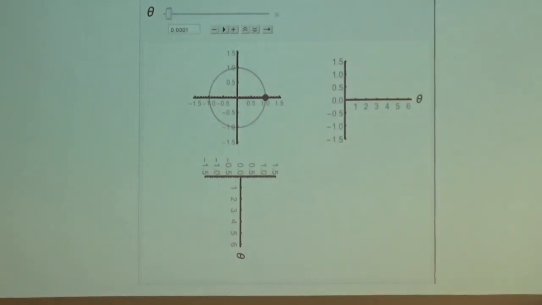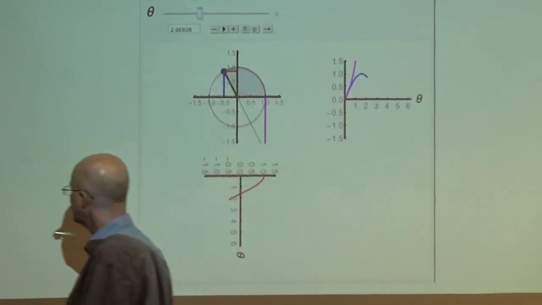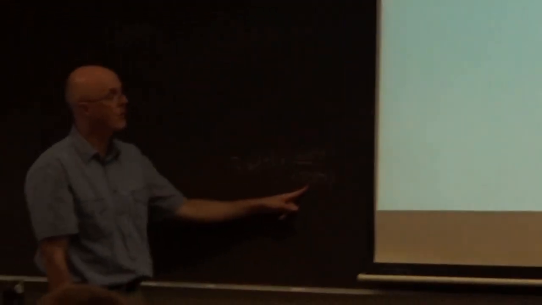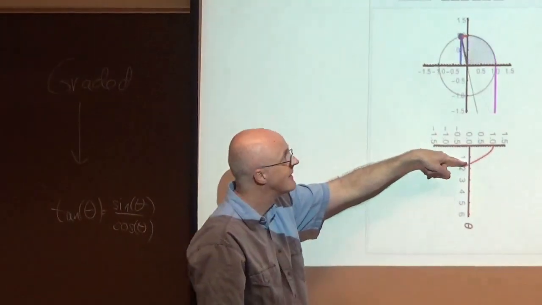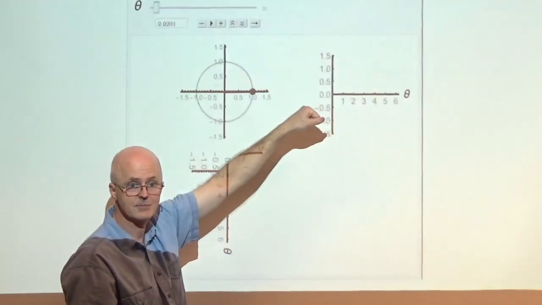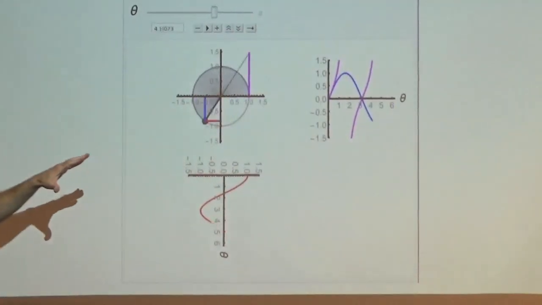And the tangent graph, the pink graph, has vertical asymptotes. Why? Well, you'd be dividing by 0 if cosine is 0. Wherever cosine is 0, wherever the red graph down here is 0, like at pi over 2, 90 degrees, the tangent is undefined there, and you do have a vertical asymptote. We're more concerned about cosine and sine, though, than tangent.